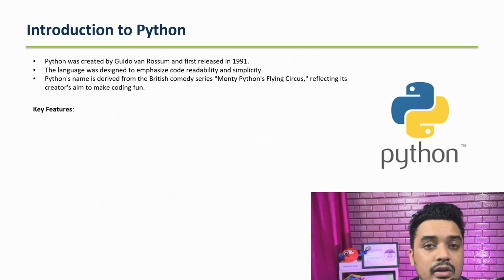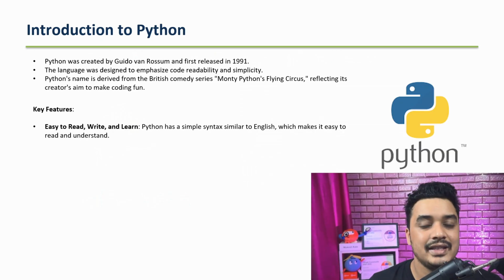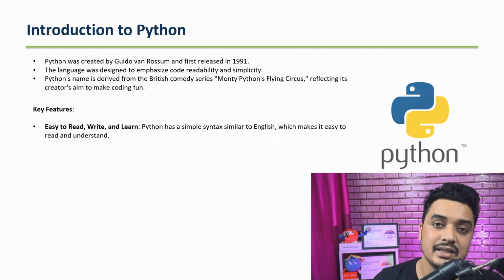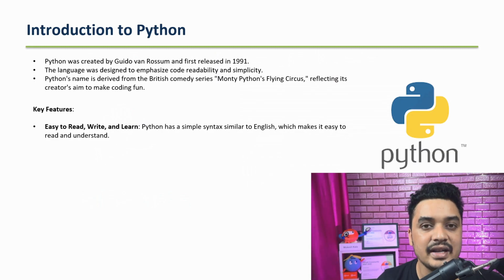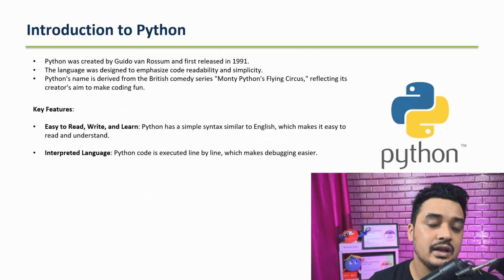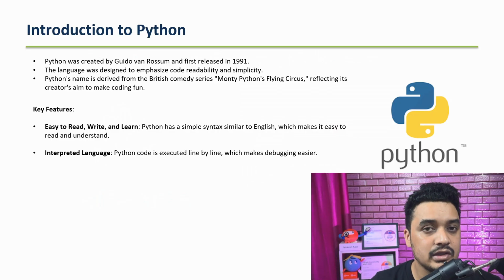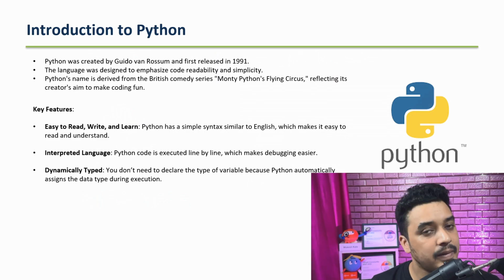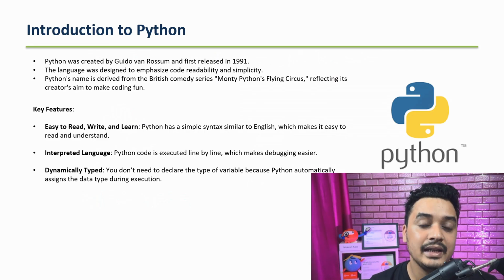If I talk about the key features, the first key feature is that it's easy to learn and easy to understand. The syntax of Python is simple. It's as if you are writing in English. It's easy to read, write, and understand as well. Python is an interpreted language, which means that all the execution happens line by line and not the complete program as a whole.